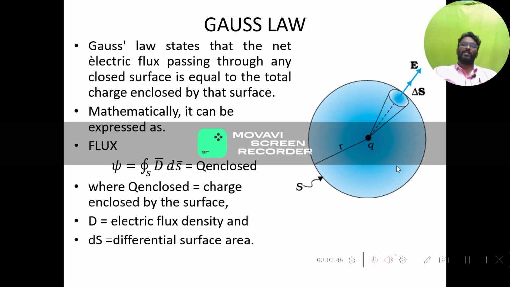We can express this mathematically as psi is equal to the surface integral of D bar dot dS, which is equal to Q enclosed. Here psi represents the total flux linkages from the charge, which is nothing but the total charge enclosed by the surface, the Gaussian surface. Q enclosed is the charge enclosed by the surface, D is the electric flux density and dS is the differential surface area.